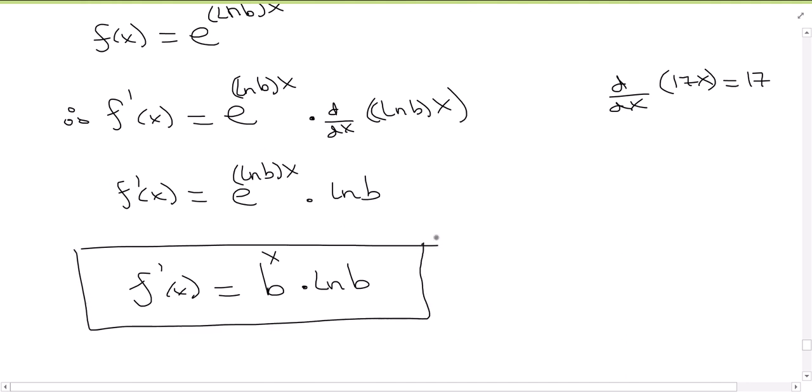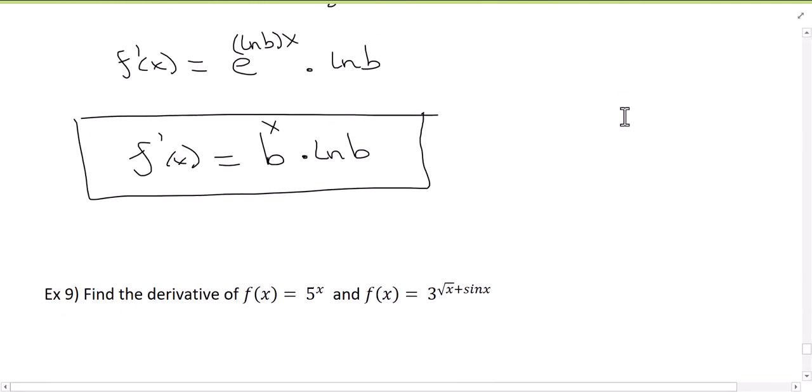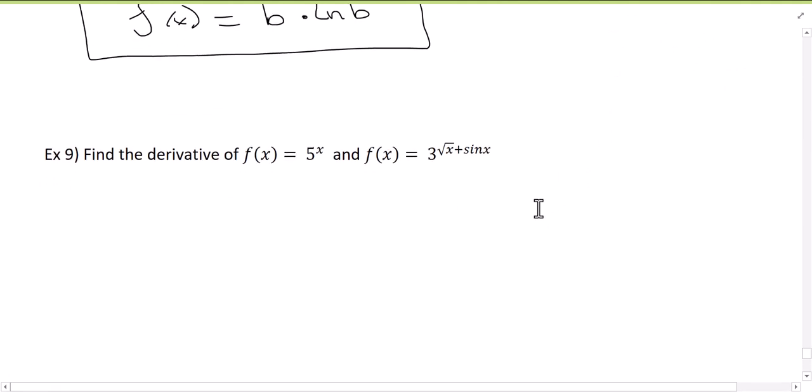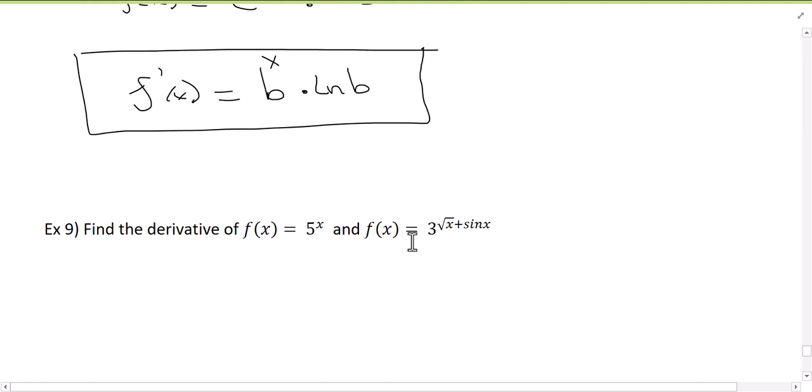So let's try an example. Let's find the derivative of f of x equals 5 to the x and f of x equals 3 to the, oh, we have stuff. So one is going to use the chain rule and the other one is not. We're just going to use the standard. So this is our exponential general formula for the derivative.